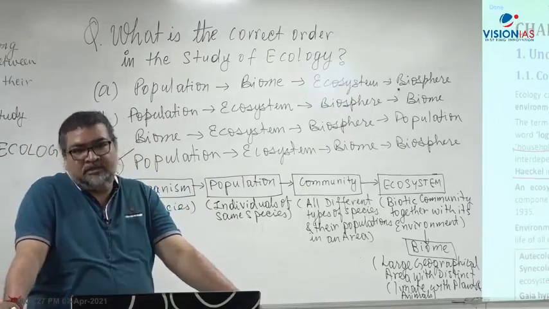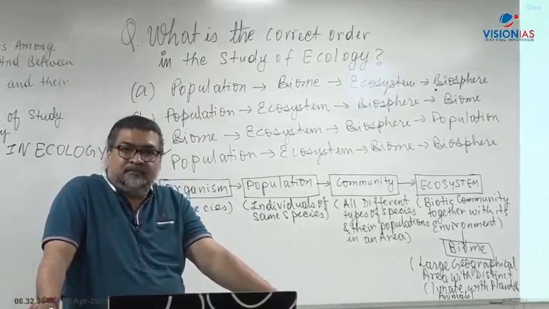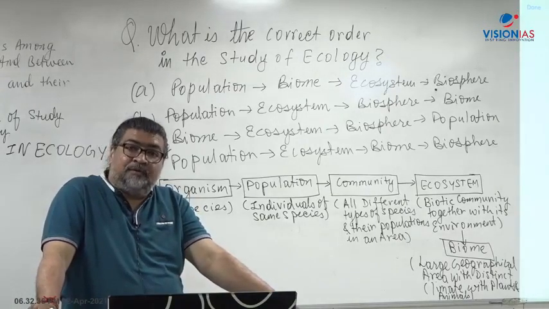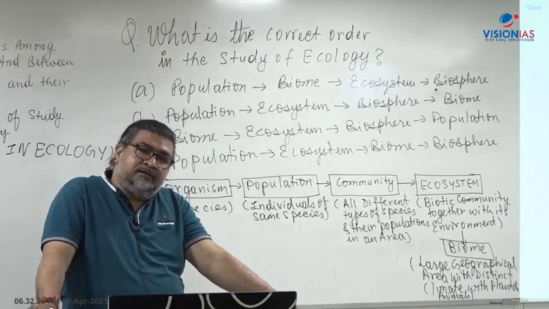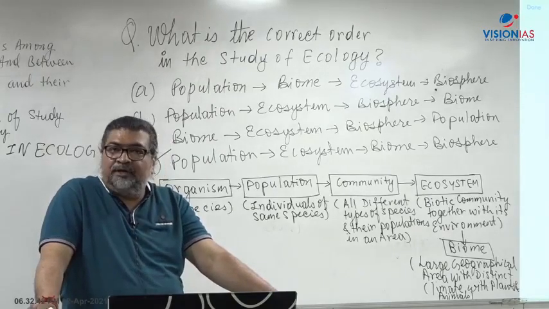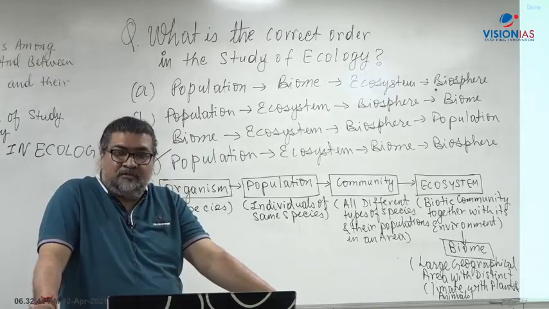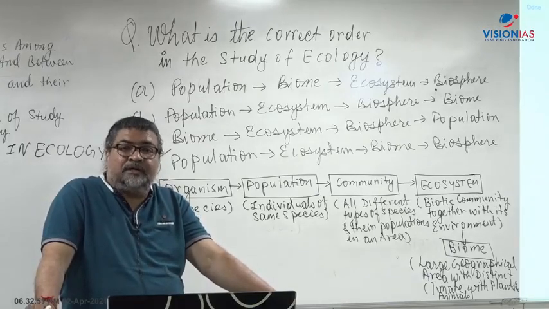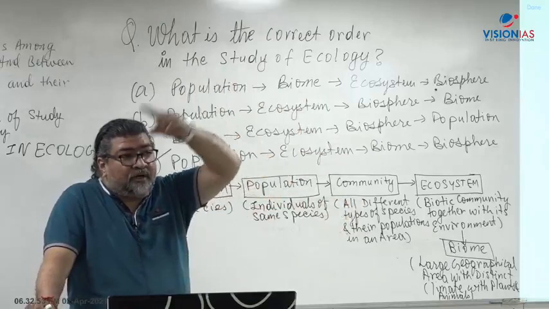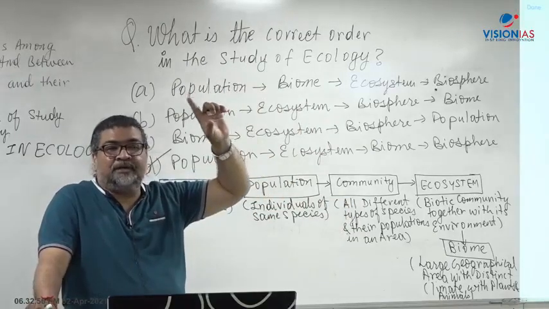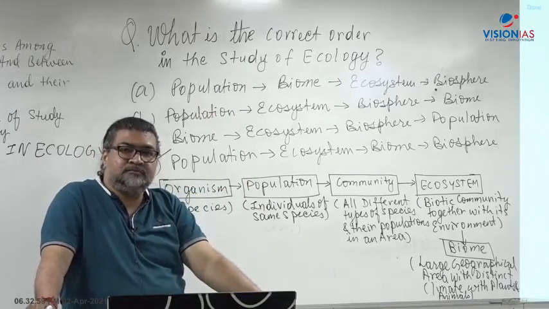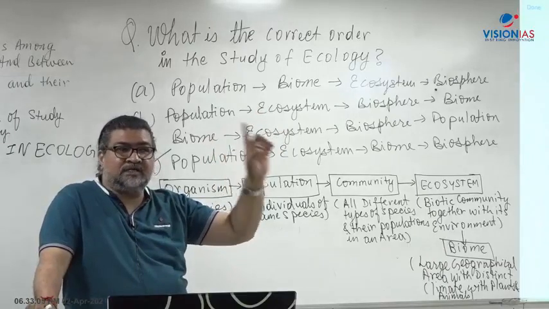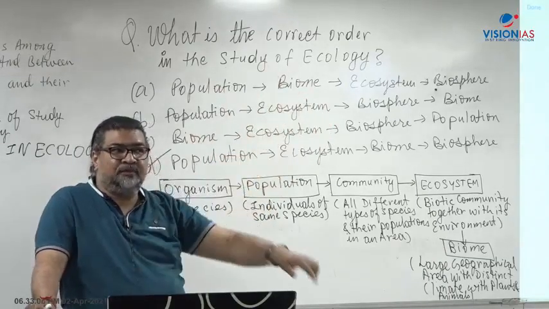Amazon in Brazil is the largest rainforest of the world. It is said to be the lung of the planet. Tropical rainforests are found in Brazil, in Africa, and in India, the Western Ghats. Andaman and Nicobar also have tropical rainforest. All tropical rainforests worldwide form the tropical rainforest biome. Desert: extreme desert or whatever desert, Thar, Sahara, Atacama, all the deserts form the biome.